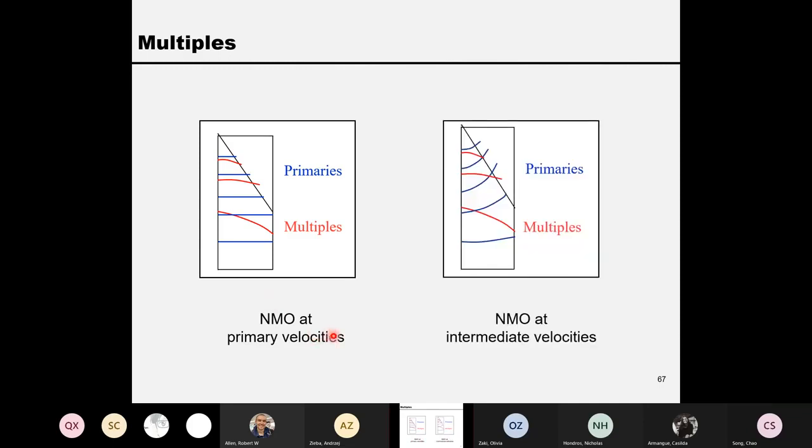But for FK demultiple, we overcorrect the primary. Instead of making it a flat event, we just overcorrect, right? So that means you have an up-dipping primary here, but the multiples are still undercorrected. After FK, they will be in the positive and negative K domain, right?